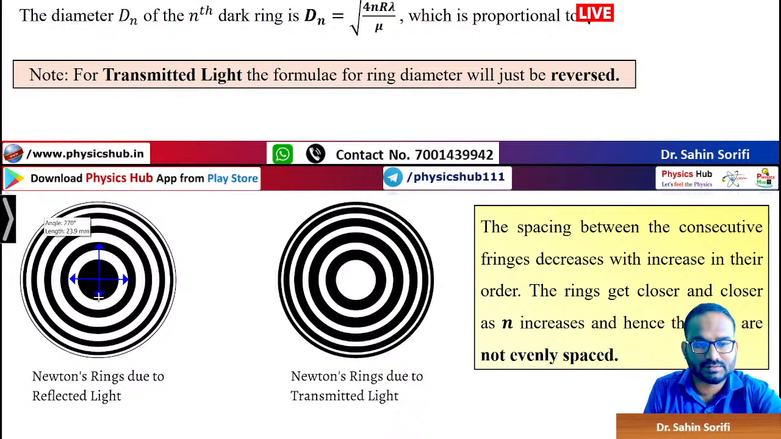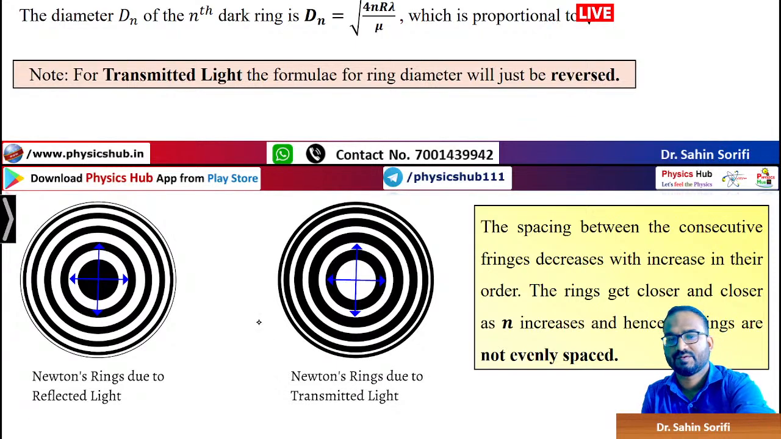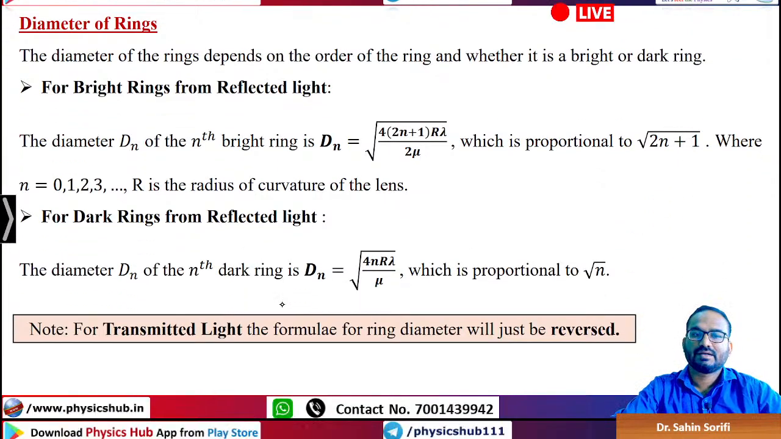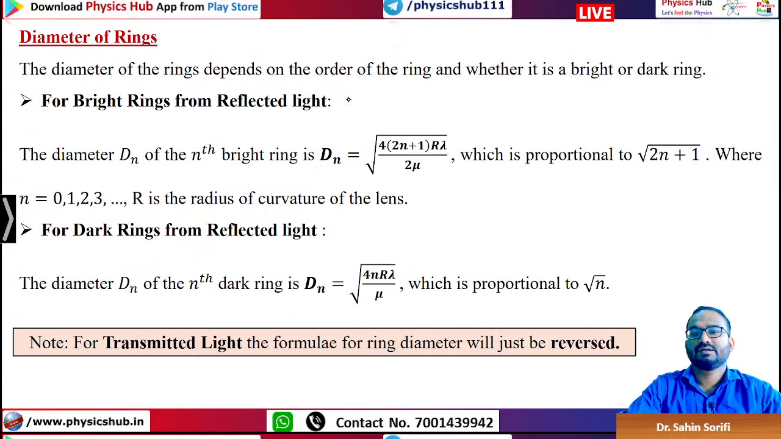Let's say if you want to calculate the diameter of the dark ring. In this way, how will you calculate? What is the formula which will govern the diameter of these rings? For bright rings from reflected light, the diameter of the ring depends on the order of the ring. Order of the ring means the n value and whether it is bright or dark.